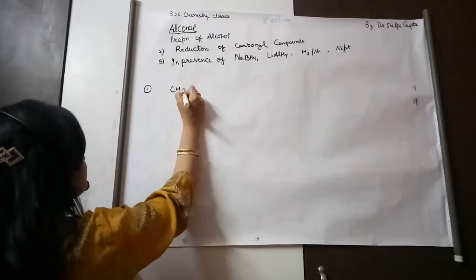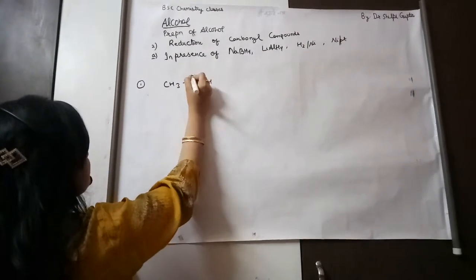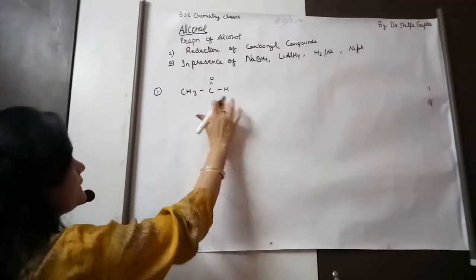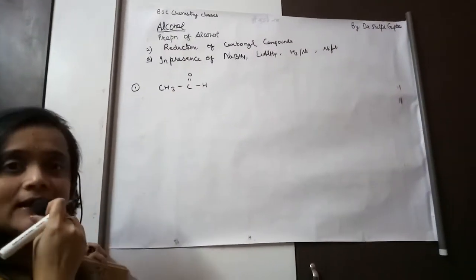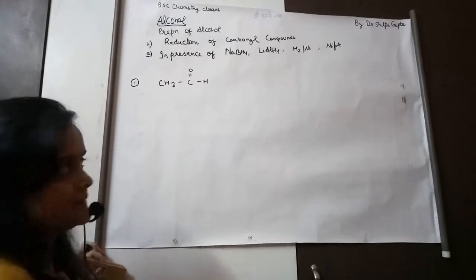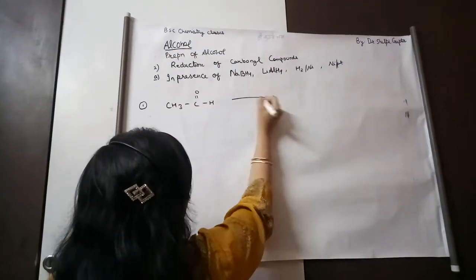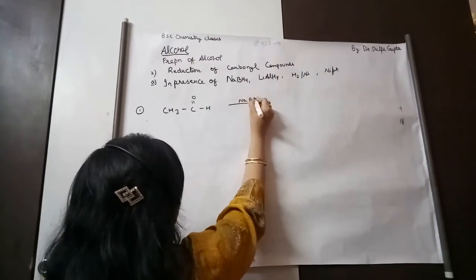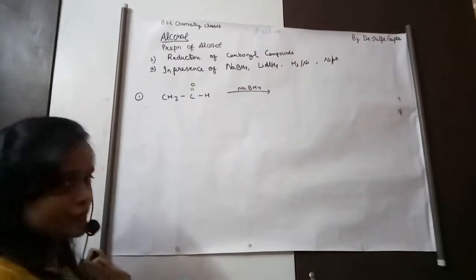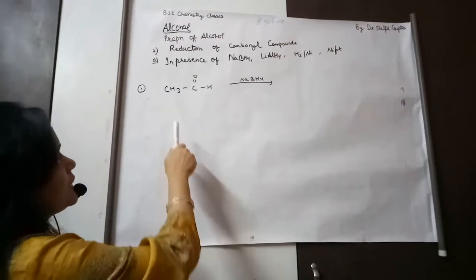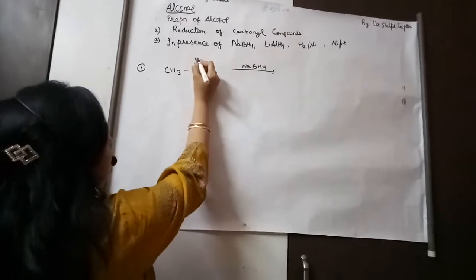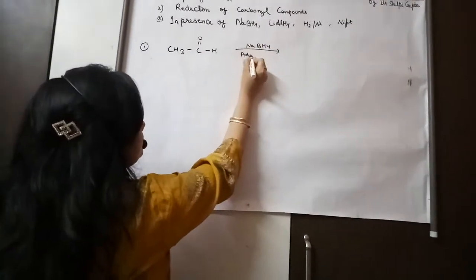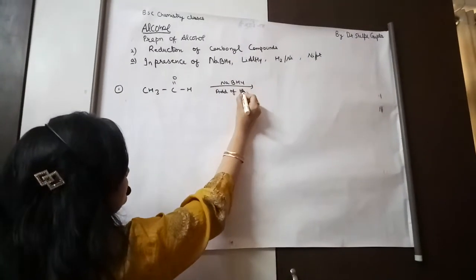First is, you must be familiar with this compound. This is an aldehyde, acetaldehyde. Now what will happen in presence of NaBH4 or any other reagent? The reduction, addition of hydrogen, will happen.